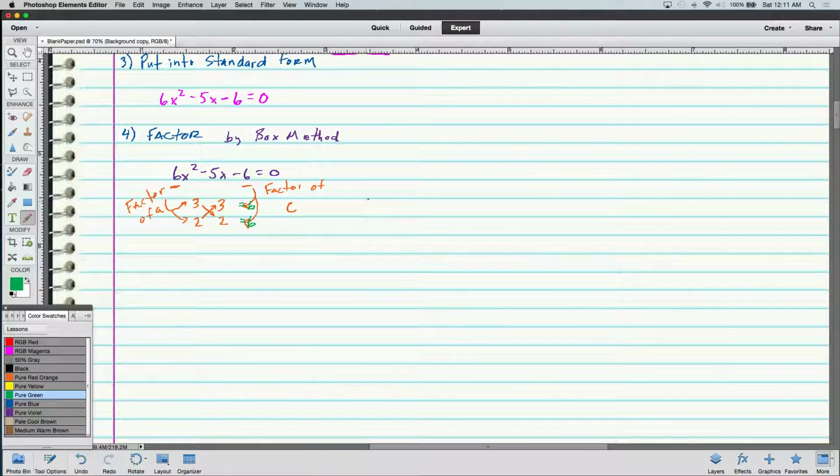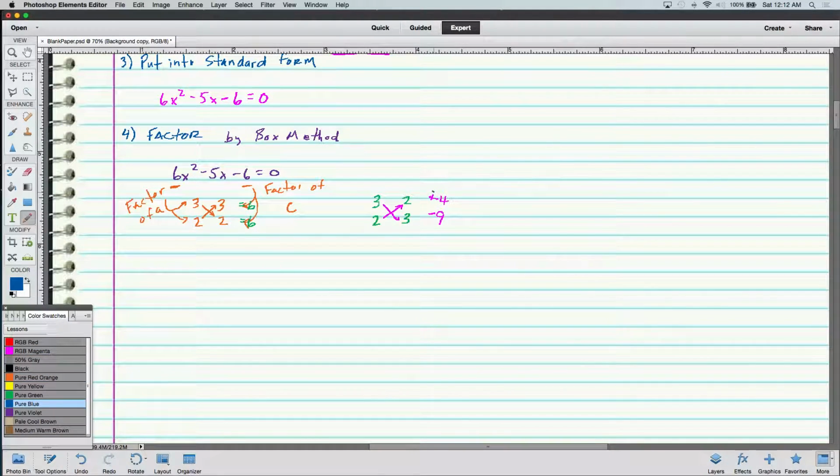So I'm going to try it one more time on this side. So we'll stick with 3 and 2 on this side. And then instead of writing 3 and 2, I'm going to flip them and write 2 and 3. We're going to cross multiply again. And this time we get 4. And 3 times 3 is 9. Now, can we make a -5 from a 4 and a 9? Well, yes, we can. If we have a +4 and a -9, then that will make a -5.